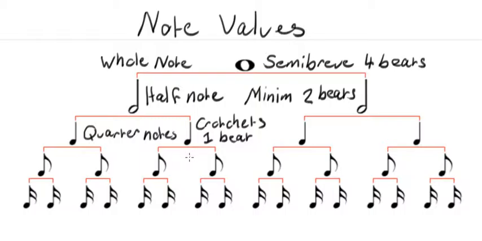As we go further down, we have quavers. You can see we've got 8 quavers because 8 of them fit into 1 semi-breve. These are worth half a beat and are also known as eighth notes. Eighth notes because 8 of these will fit into one whole note.